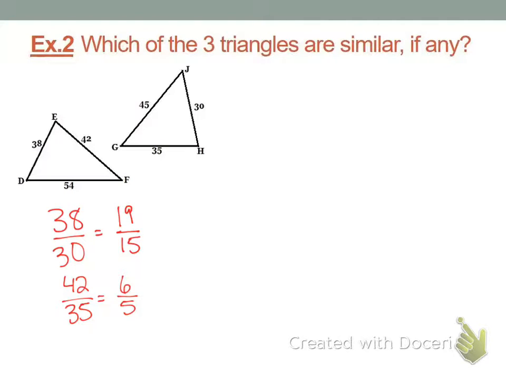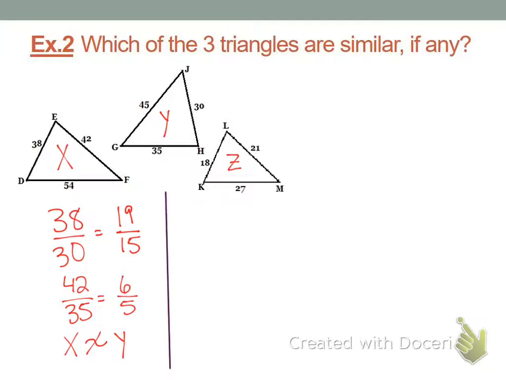If you want to, for the sake of this problem, label these as like this is triangle X, this is triangle Y, and label the last one triangle Z, just to keep them straight. This was X to Y, so X is not similar to Y. We tried those 2. Which 2 do you want to try next? X to Z? Okay. So let's leave that alone. Now we'll compare X to Z, so I'll ignore the one in the middle.